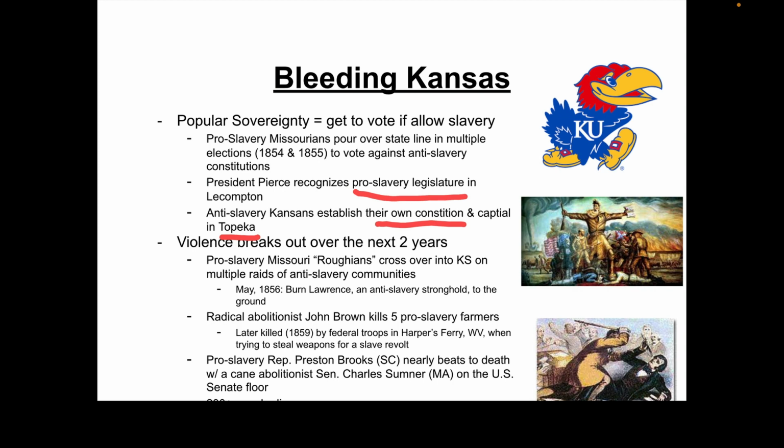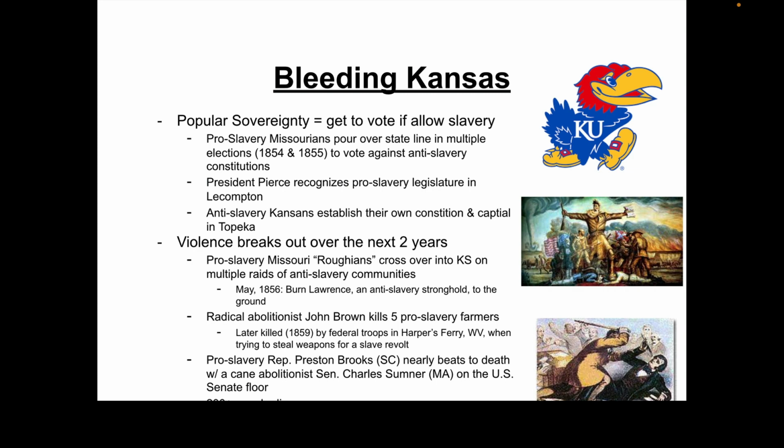So basically, Washington, D.C., like Kansas, is applying to become a state. But it has two different groups who are both saying, we are the rightful representatives of this state. Here's the Constitution we have voted for. One is a slavery constitution, one is an abolitionist constitution. And the federal government is like, what do we do? President Pierce recognizes the pro-slavery one, very briefly. And that causes all kinds of problems.